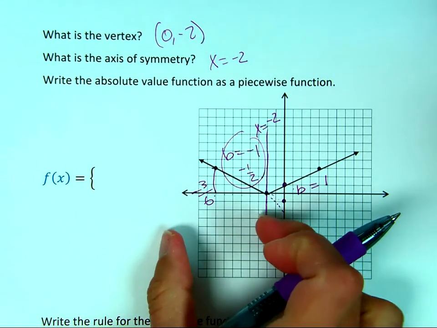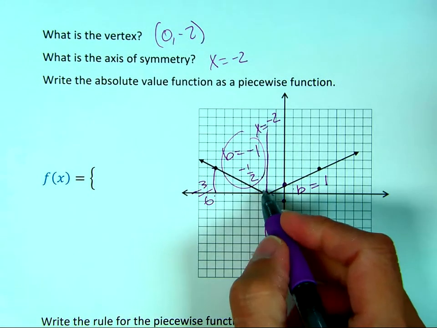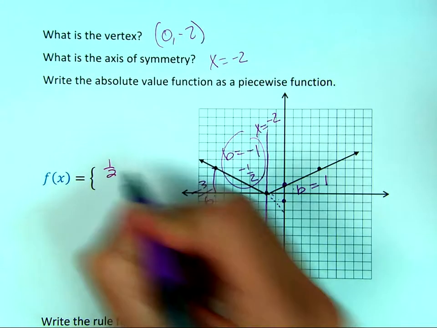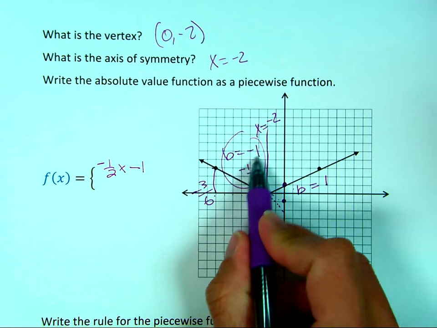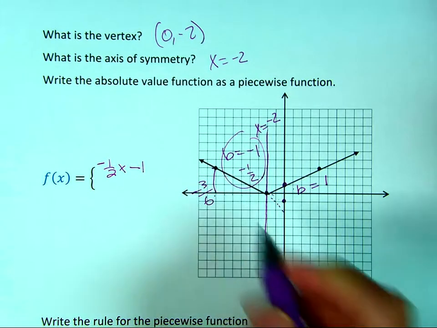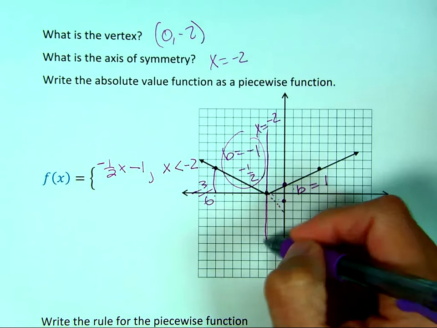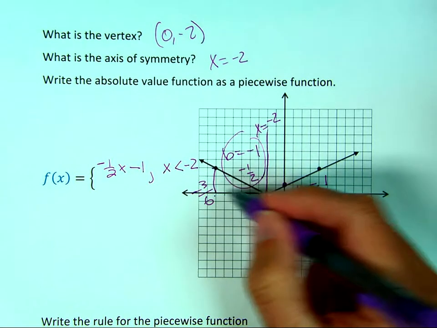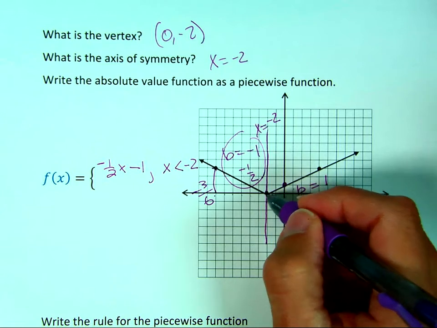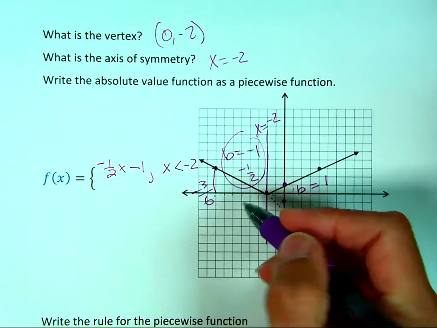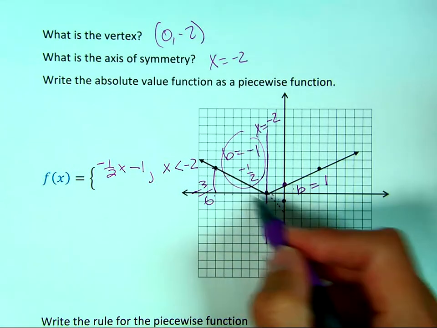So we always want to start with the leftmost interval. And we are going to write negative 1/2 x minus 1, because that was our slope and our y-intercept for this side. And that started at x is less than negative 2. So right there is where we started noticing that this line stops. It starts on forever, but anyway, this is where our interval stops going down and starts going up. The rule changes, I should say.